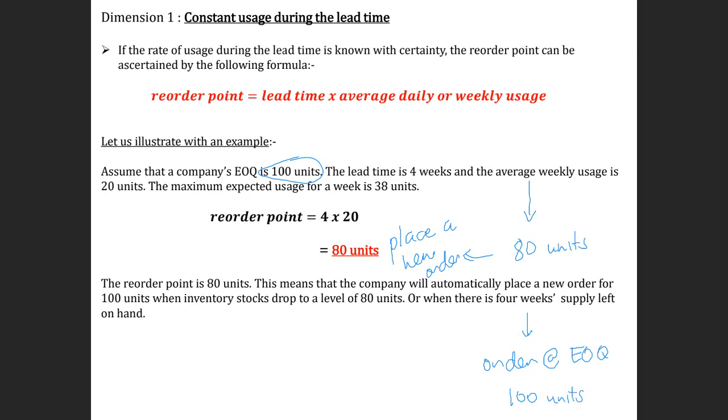So how it's interpreted is that once a company's inventory levels reach 80 units, it signals to the purchasing manager that they now need to place a new order for 100 units. So the interpretation is also here for you, so you can read through that as well. A lot of the time, they do ask you to actually interpret it once you've calculated that EOQ, so please make note of that interpretation as well.